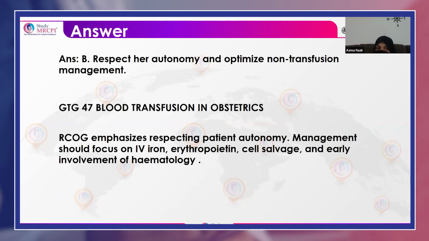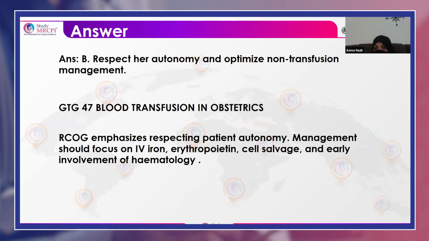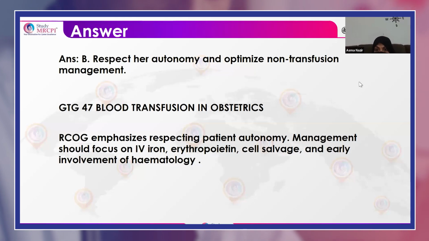Option B, which is we have to respect the patient's autonomy and optimize non-transfusion management. It is important to ask the patient which kind of blood products she is going to accept and which she strictly refuses. This reference has been taken from the Green Top guideline.